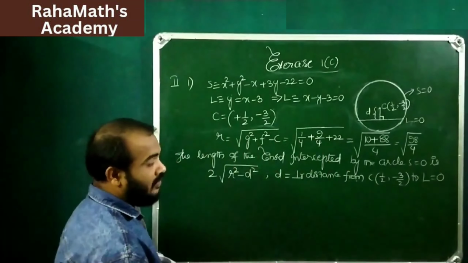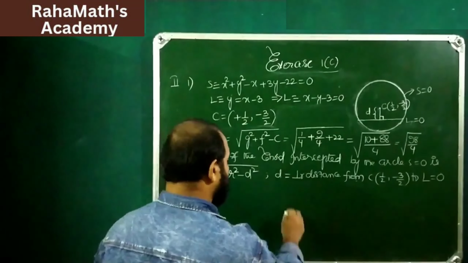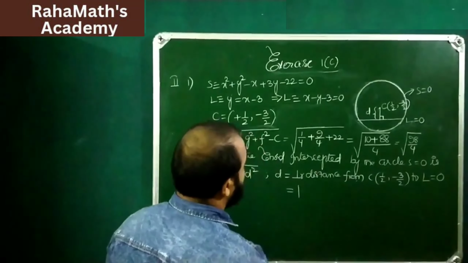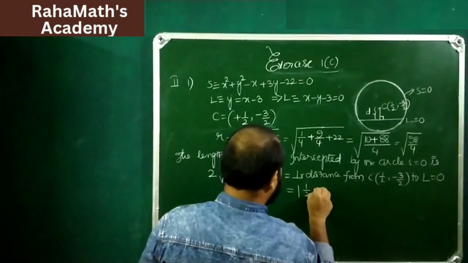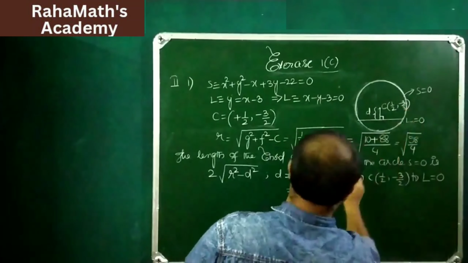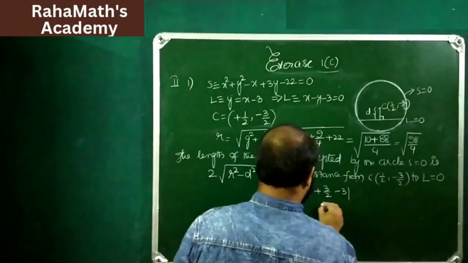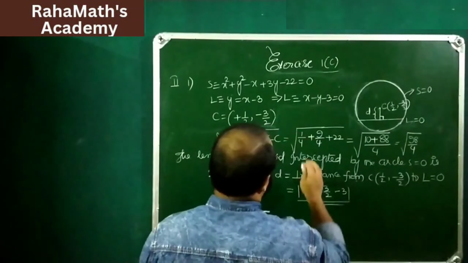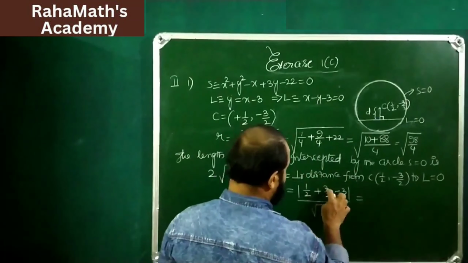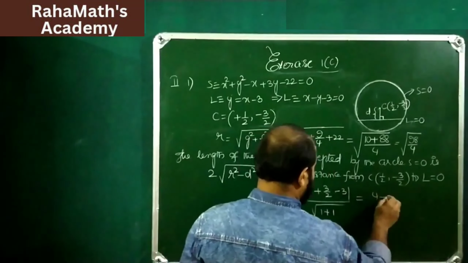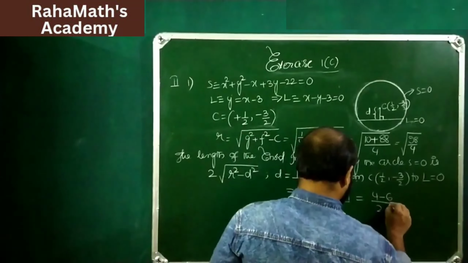In first year we have learned the perpendicular distance from P(x1, y1) to the line Ax plus By plus C equals 0 is modulus of Ax1 plus By1 plus C, over square root of A square plus B square. So 1 by 2 minus y, which is minus 3 by 2, minus of minus plus 3 by 2, minus 3, by square root of 1 square plus 1 square. So that is equal to 1 plus 3 is 4 minus 2 3s are 6, by 2 root 2.